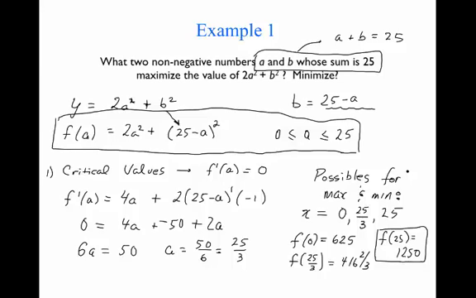Okay, what about the minimum value of this expression 2a squared plus b squared? What's the minimum value? The lowest of the three, 416 and 2/3. Where does that occur? At a equals 25 thirds, or the local minimum. That must be a local minimum, since if it's the absolute minimum and there's no other critical values, it must be a local minimum. But we're just interested in the minimum value of this between 0 and 25, which is 416 and 2/3, and that occurs at 25 thirds.